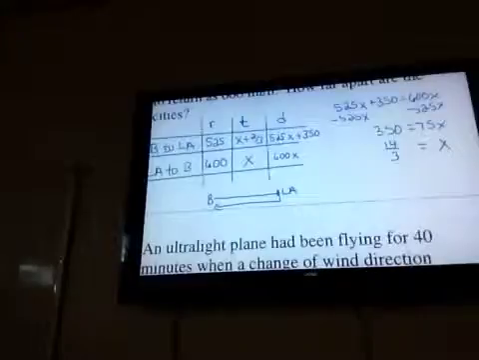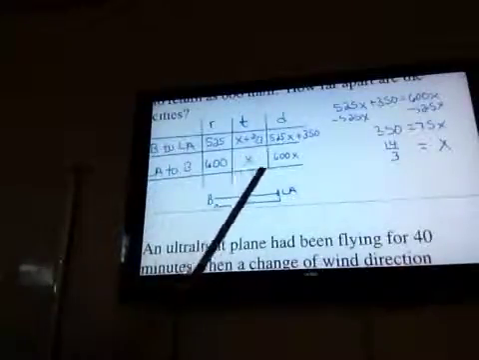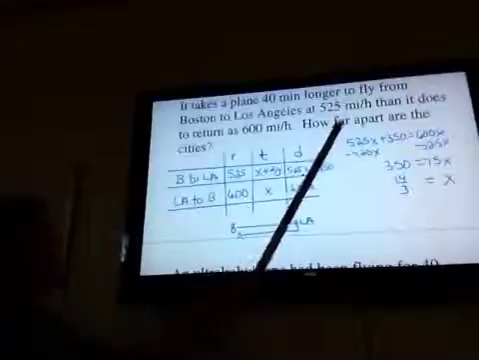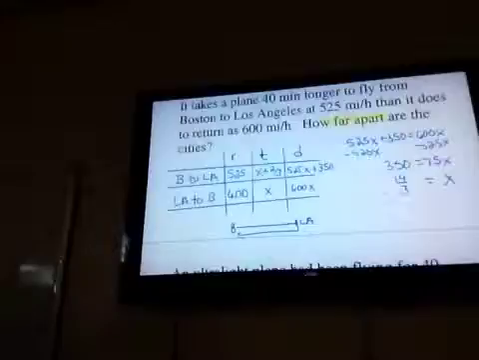Now, 14/3 represents the time traveled, or the time it took to go from LA to Boston. What do they want? They want how far apart. How far apart. That is a distance. That's a distance. So whether you went from Boston to LA or LA to Boston, it doesn't matter. They're the same distance, one way or the other.